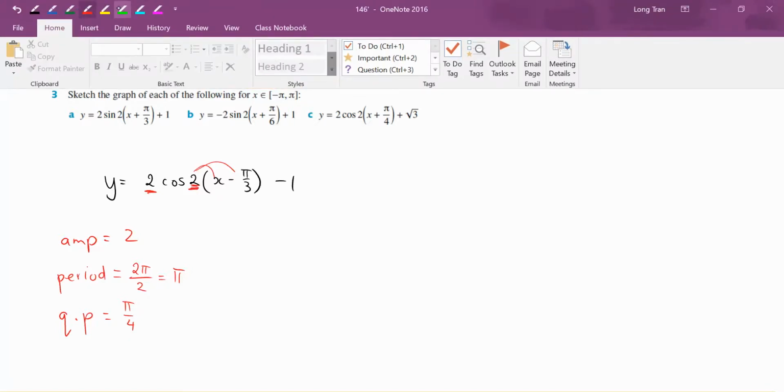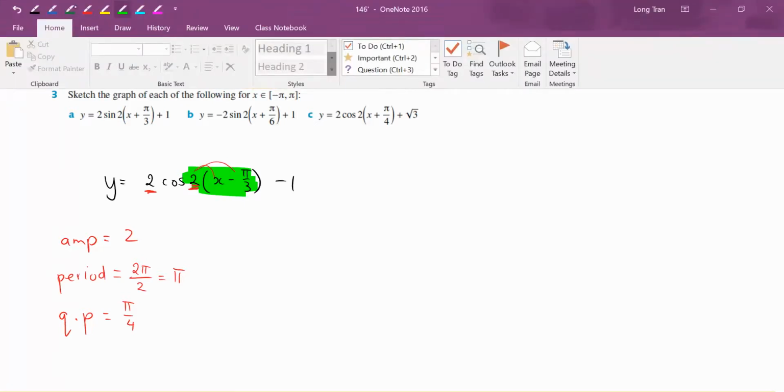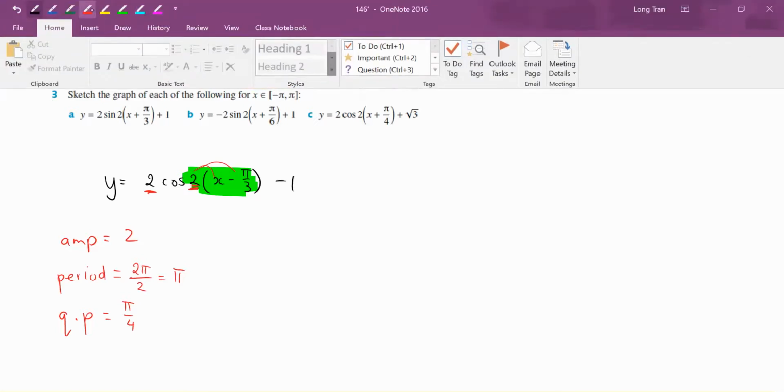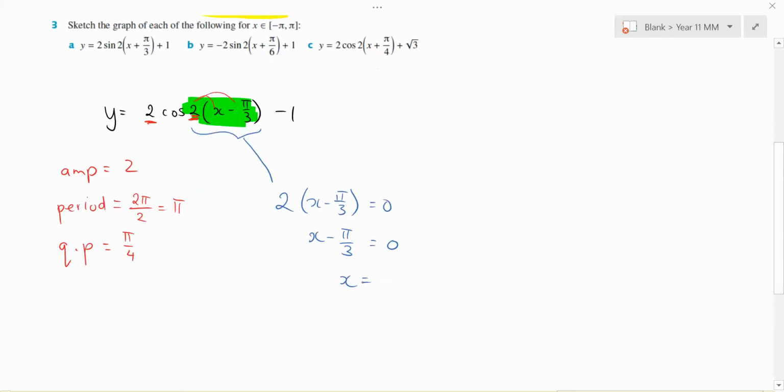Next part, we now need to know if I'm moving left or right. So because of whatever that thing is that you have, that will be responsible for your left and right. So if I want to answer the question here, I would say 2 times x minus pi on 3. I said let it equal to 0. That's always been my technique. Divide both sides by 2 and you get x minus pi on 3, and that's still 0. And then solve for x, that's now pi on 3. So what does that mean? That just means you're moving to the right by pi on 3. Okay, you go right by pi on 3.